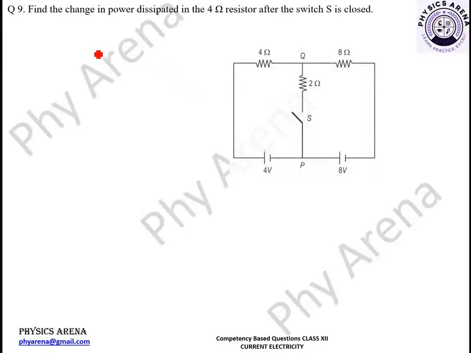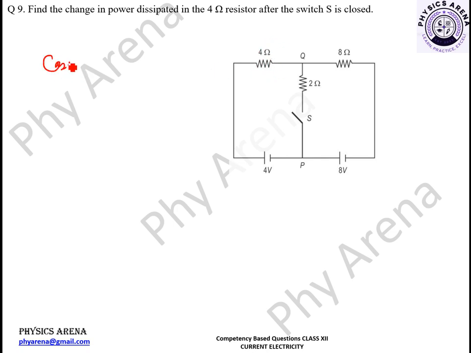Question 9. We need to find the change in power dissipated in the 4 ohm resistor after the switch S is closed. So we can see there is a circuit. It has a 4 ohm resistor, an 8 ohm resistor, an 8 volt and a 4 volt battery, and there is a 2 ohm resistor which is connected between Q and P, but there is a switch that is open first. We need to find out the change in power through the 4 ohm resistor.